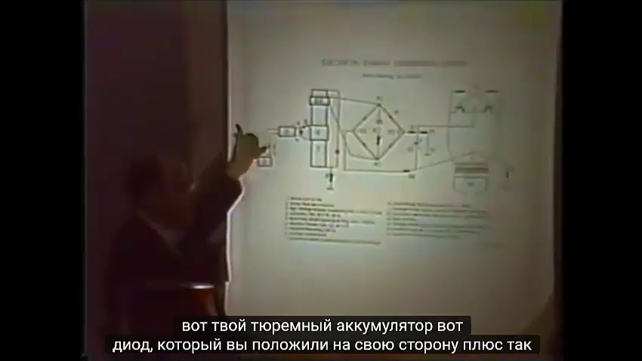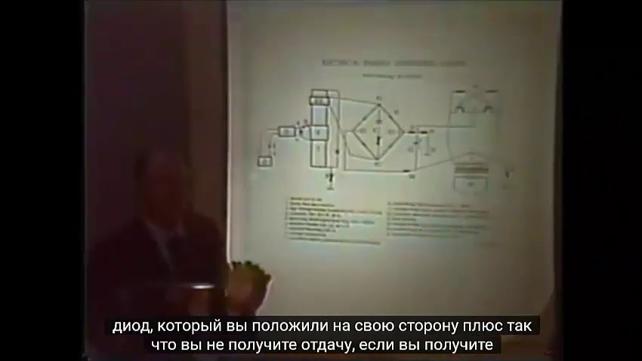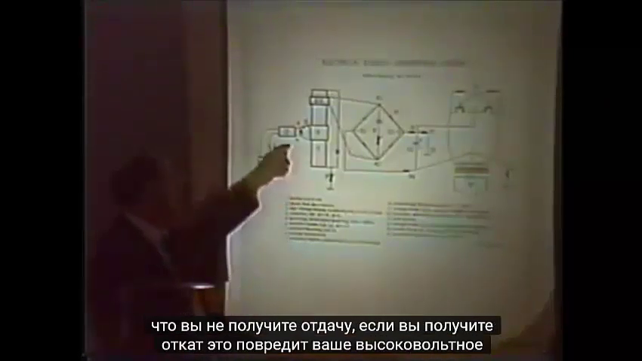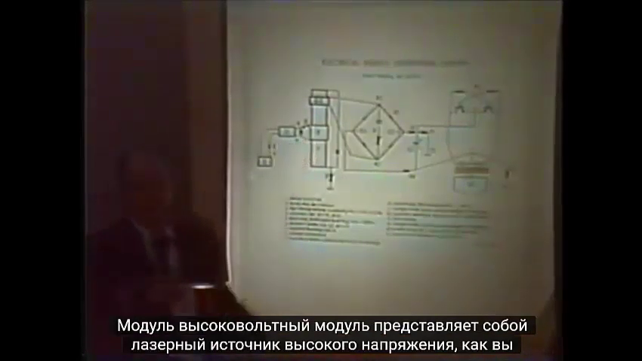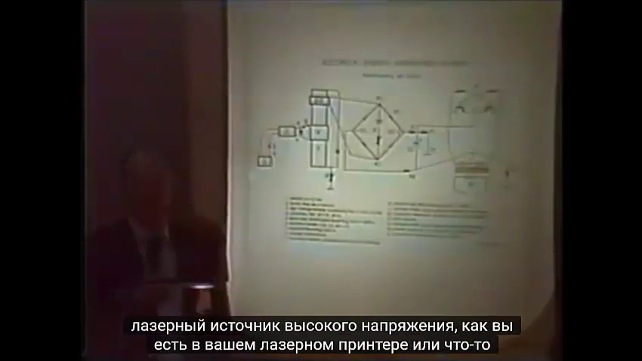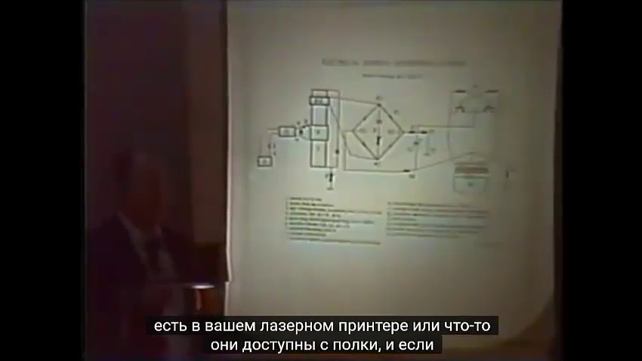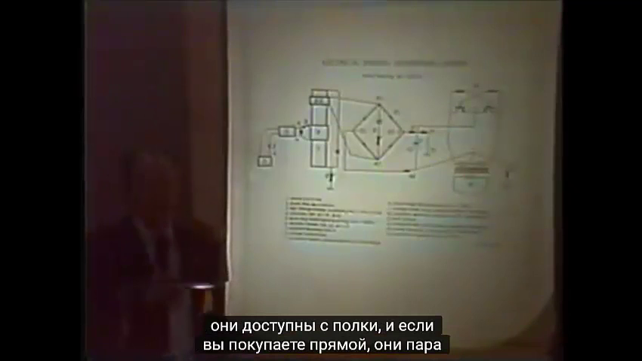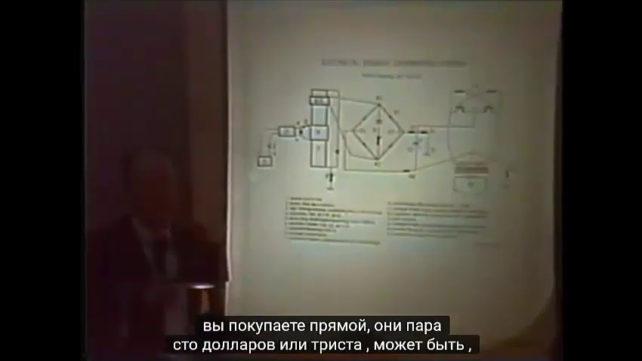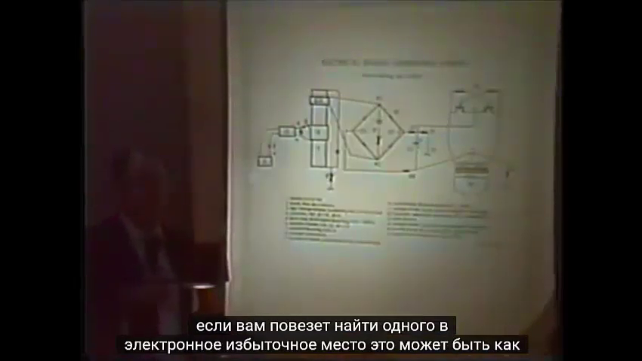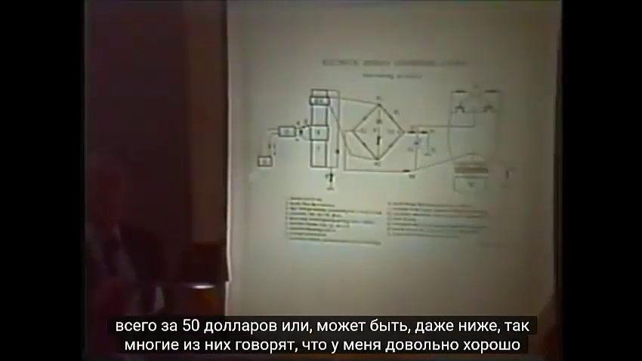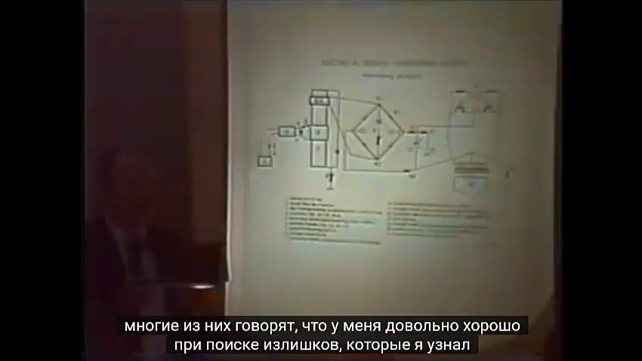Here's a diode that you put on your plus side so that you don't get a kickback. If you get a kickback, it damages your high voltage module. The high voltage module is a laser high voltage source like you'd have in your laser printer. They're available off the shelf, and if you buy them direct, they're a couple hundred or maybe $300. If you're lucky enough to find one in an electronic surplus place, it might be as low as $50 or maybe even lower.